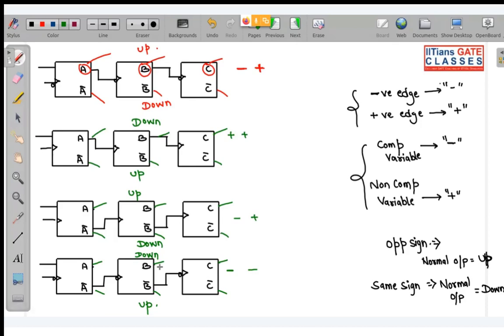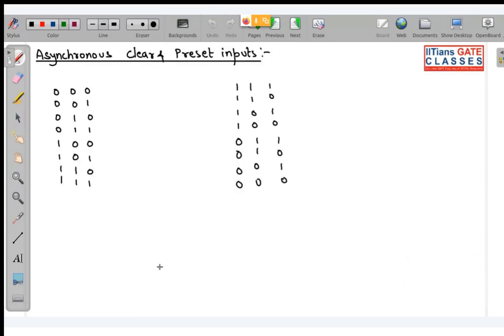Okay. So now see, all the time basically we are counting. When it is an up counter, we go from 0 to 1. If it is a 3-bit, we go from 0 to 1, then 2, 3, 4, 5, 6, 7, then again back to 0. So we have this count sequence. If it is a down counter, we go from 7 to 6, 5, 4, 3, 2, 1, 0, again back to 7.